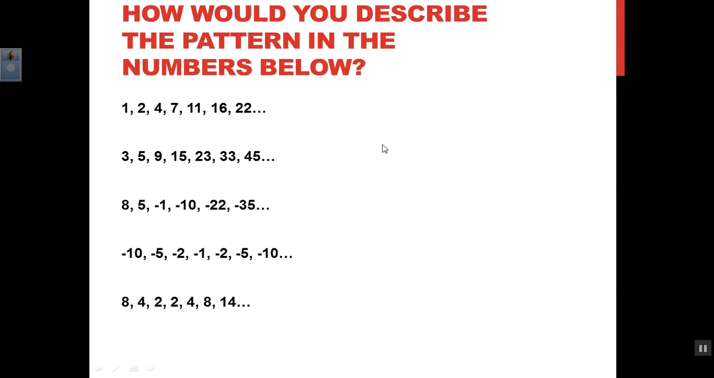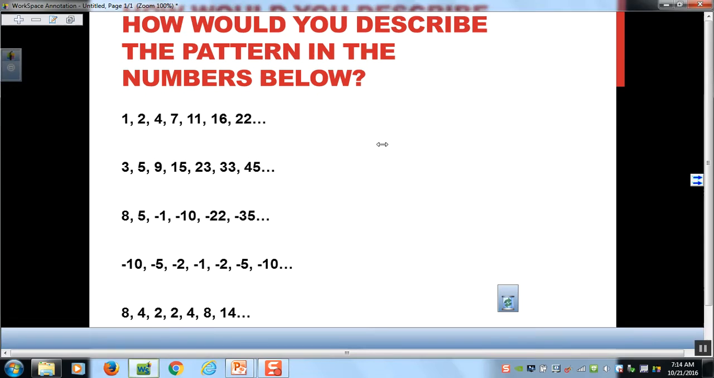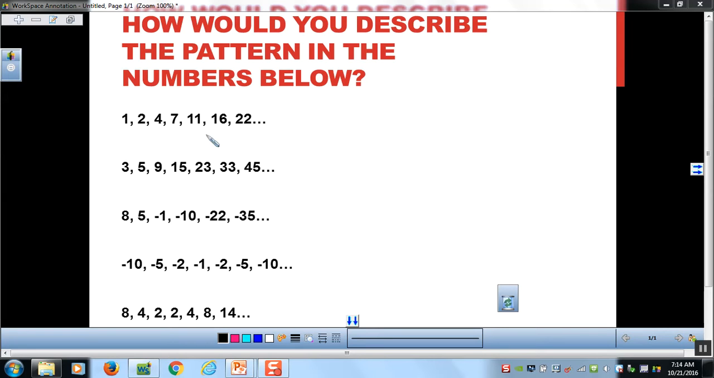So let's just jump right on in here. I'm going to look at the first couple to give you an idea of how things are changing and how to work with them and describe them, and then I'll let you do a couple on your own. Just like we did last time, we're going to look term to term and see how the numbers are changing. So when I go from 1 to 2, notice I add 1.